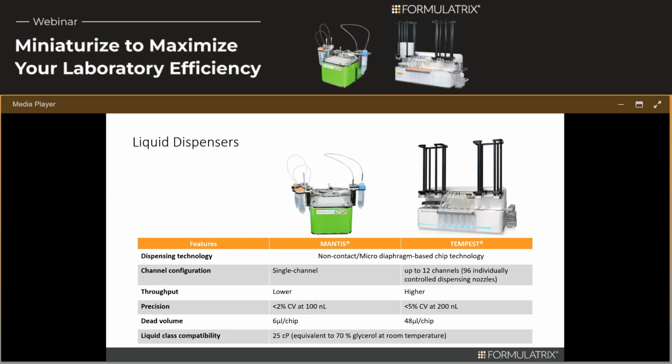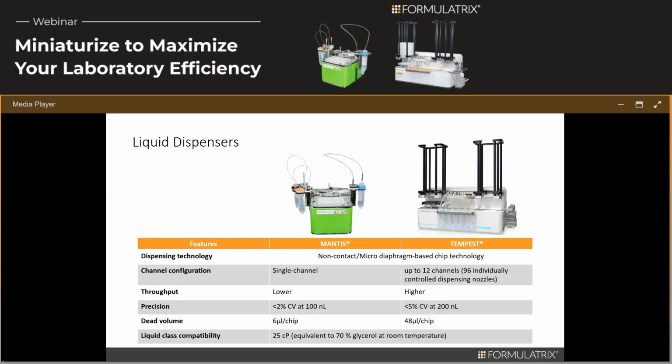The key requirements for miniaturization like low sample volume, precision, and accuracy can be fulfilled when coupled with automation. For that purpose, we have state-of-the-art automated liquid dispensers, MANTIS and the TEMPEST. Both instruments make use of non-contact microdiaphragm-based chips for dispensing liquids. MANTIS is a single channel with up to 48 inputs, while TEMPEST is up to 12 channels that contain 96 individually controlled dispensing nozzles that allow higher throughput.